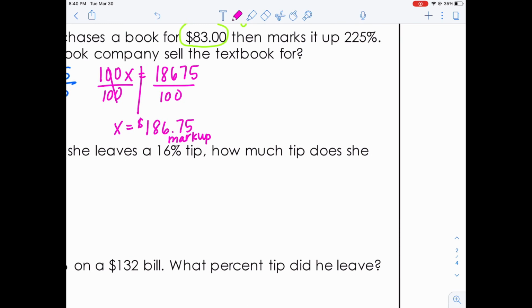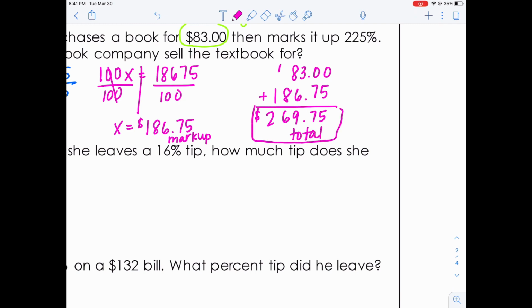So you need to go back and take the original price, which was $83, and you need to add the amount that they're marking up this book, so $186.75. When you add them together, 83 plus $186.75, you should get $269.75 is the total for the book.